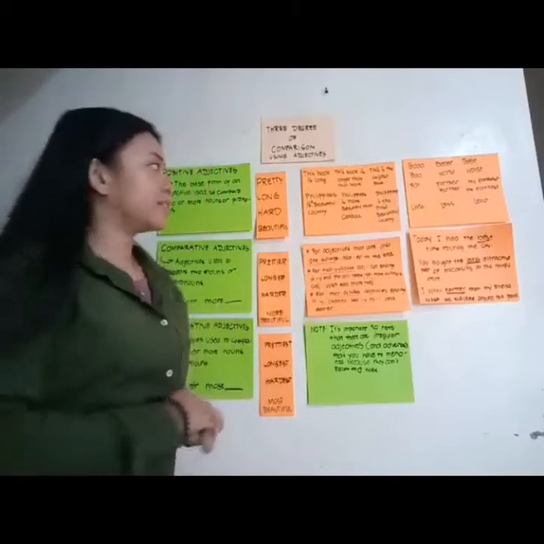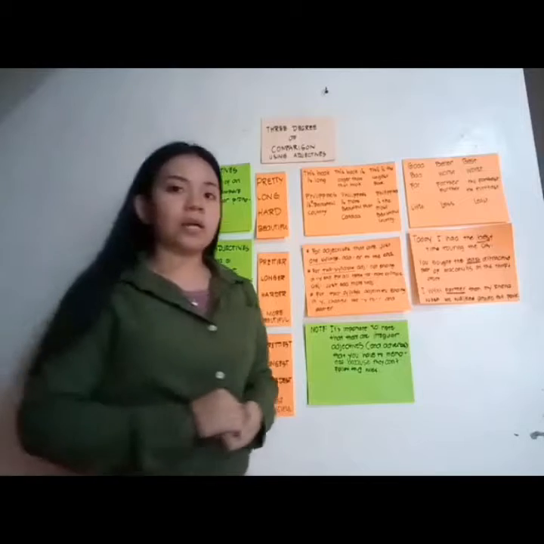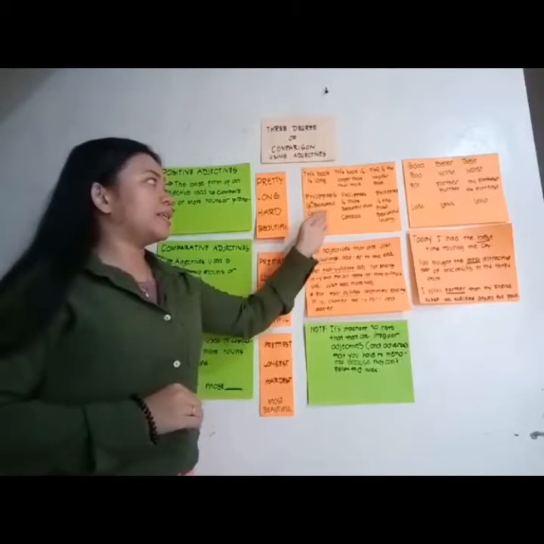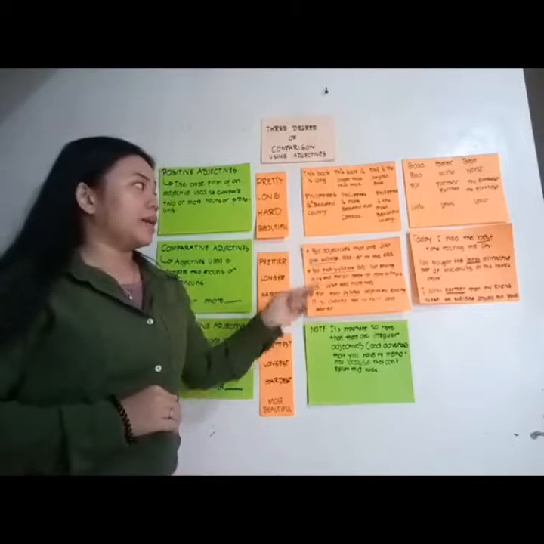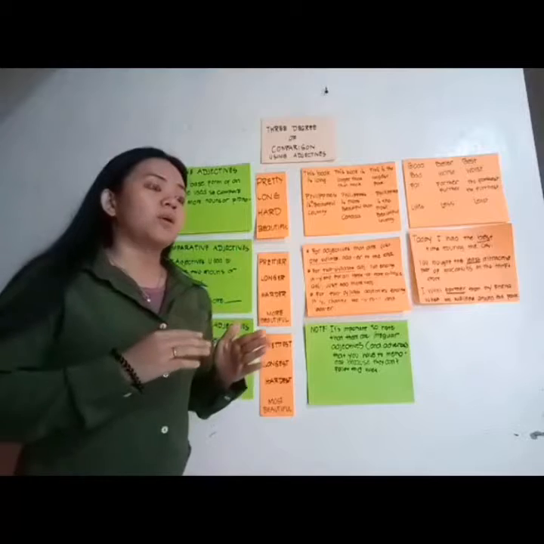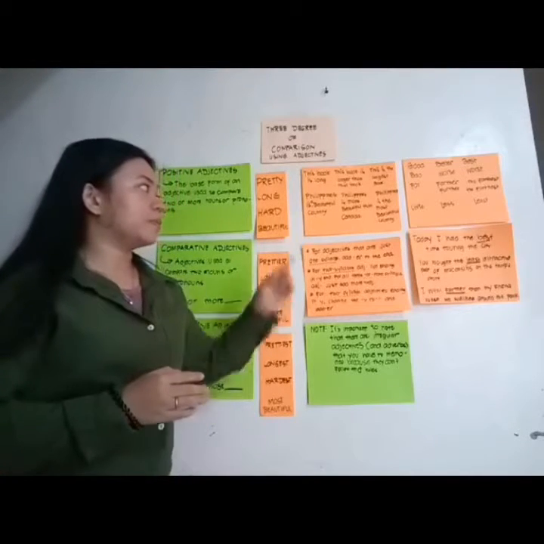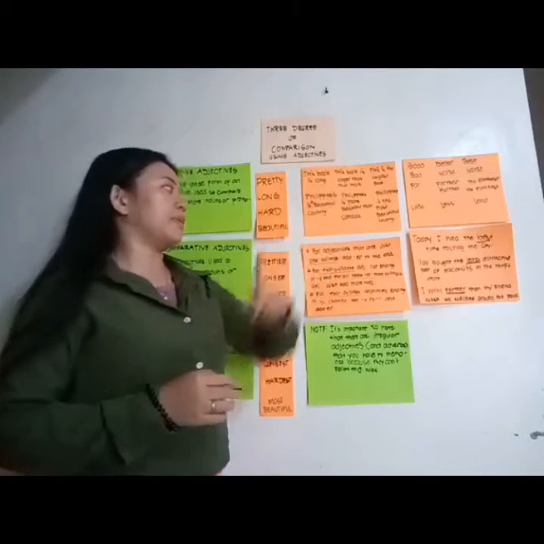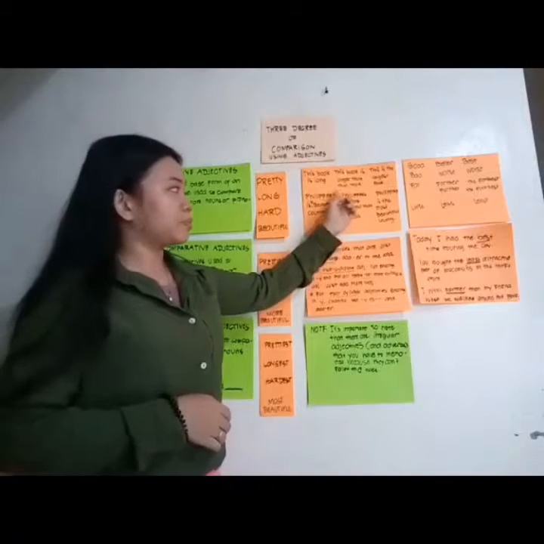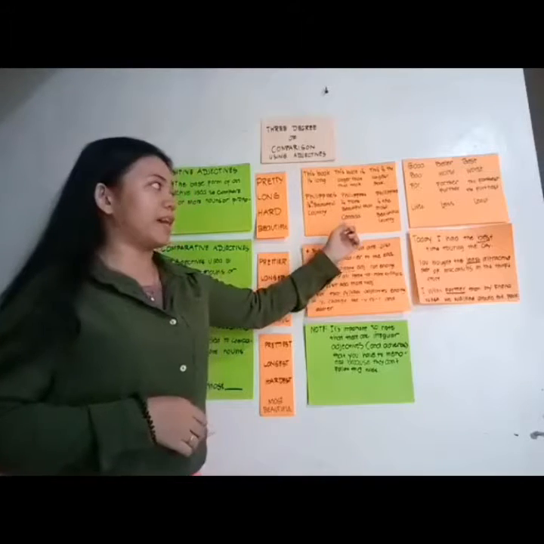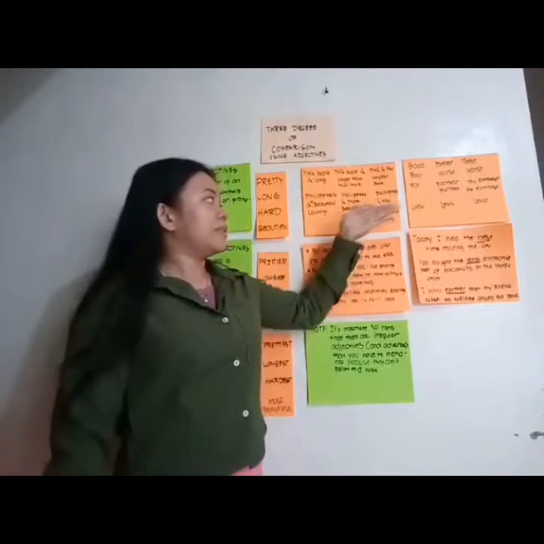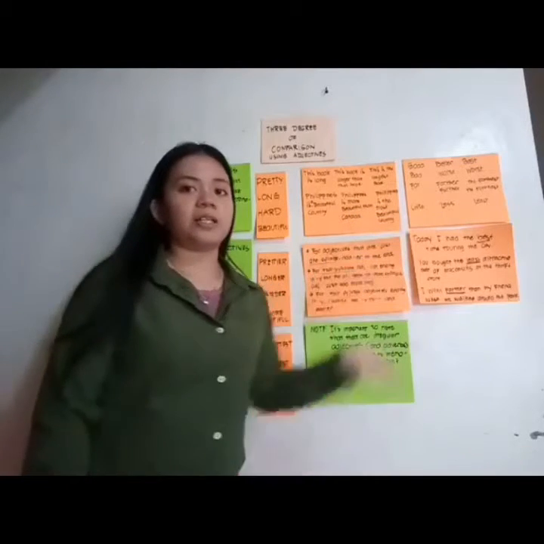Another example is: Philippines is a beautiful country. The word beautiful is an adjective, and to make it a comparative adjective, we put more before the adjective. Philippines is more beautiful than Canada. And to make it a superlative form: Philippines is the most beautiful country.